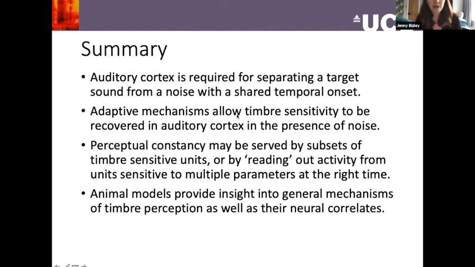We observe these really rapid adaptive mechanisms that mean if you have a background noise, then within a couple of 100 milliseconds, you can adapt to that noise, and your auditory cortical neurons can restore their ability to extract spectral timbre.